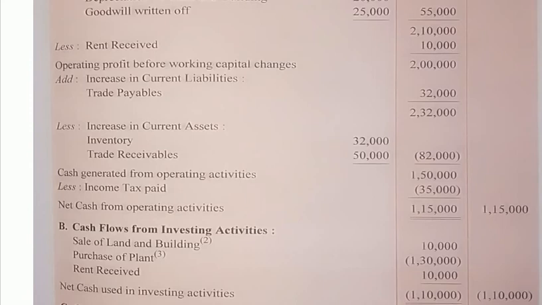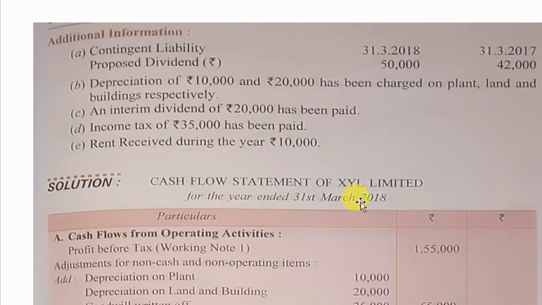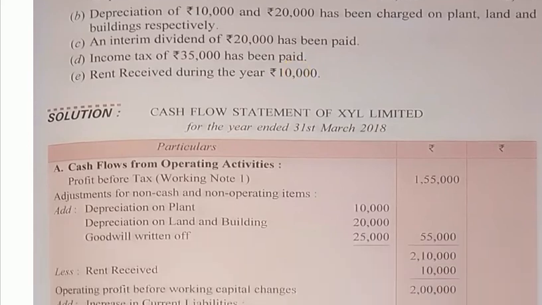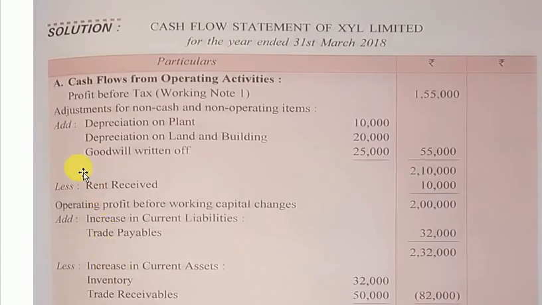Now let us go into the next adjustment. The next adjustment in your question is rent received during the year, rupees 10,000. So the rent received during the year is a non-operating income, correct? And rent received is a part of investing activity. So we have to show it as an inflow of cash in investing activity, it will be added. And since it is a non-operating income, it will be subtracted in your operating activity. Less rent received 10,000.